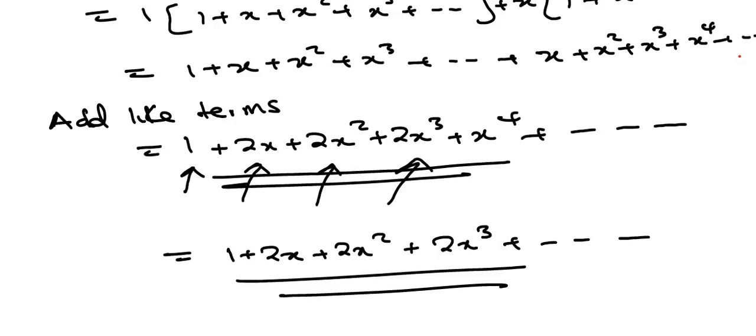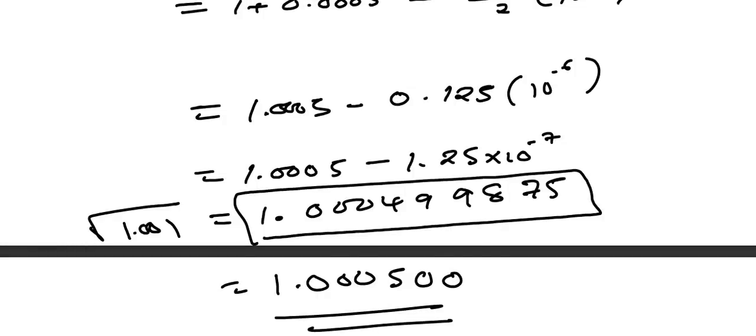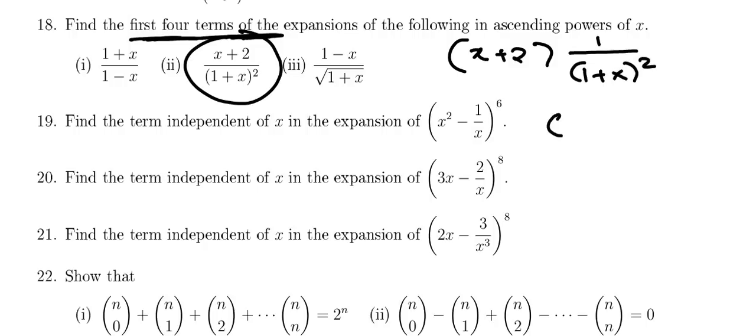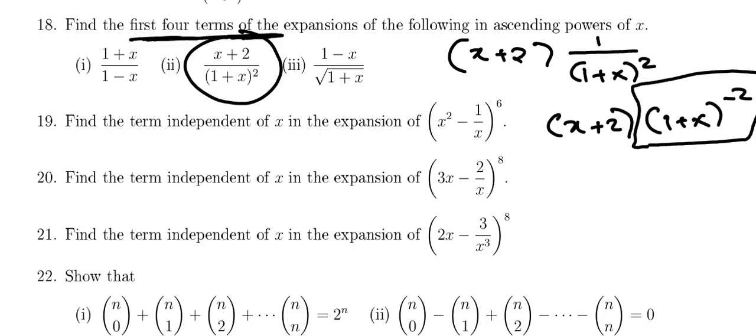The same applies even to the next one. So the next one as well, here we'll do the same thing. We'll just write it as x plus 2. Then we'll have 1 over 1 plus x to the power 2. This is going to be x plus 2. Then this can be written as 1 plus x to the power negative 2. Then we expand this until the 4th term. Then we multiply every term by this. That's what we do there.